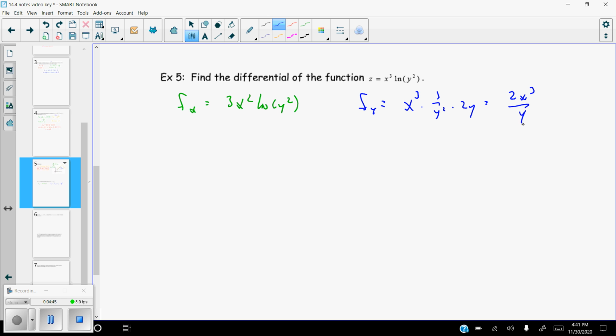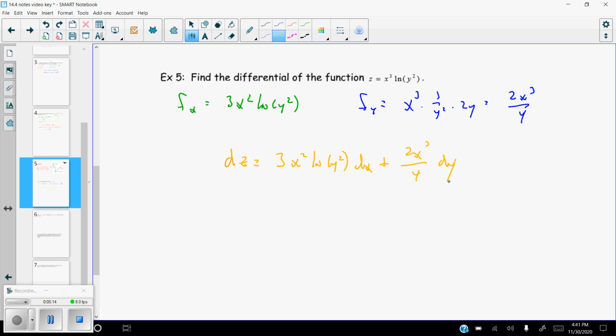So then dz is fx, 3x squared ln of y squared dx plus fy, which is 2x cubed over y dy.